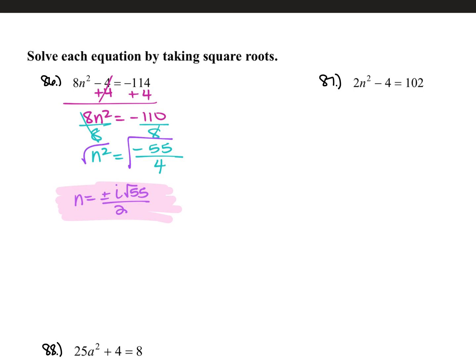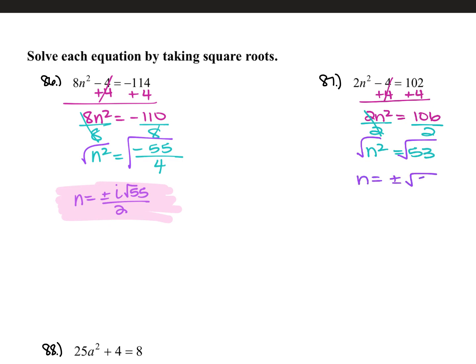For 87, you have 2n squared minus 4 is equal to 102. We're going to add the 4 over. This gives us 2n squared is equal to 106. Divide each side by the 2. And you have n squared is equal to 53. Take the square root of both sides, and you get that n is equal to plus or minus the square root of 53.